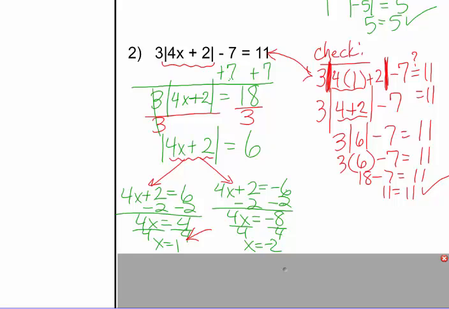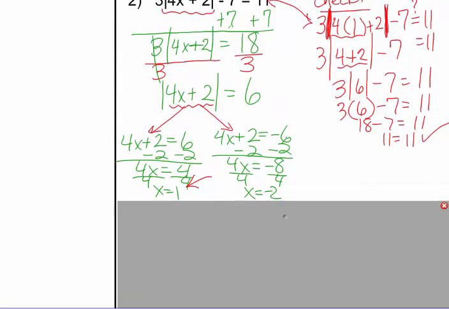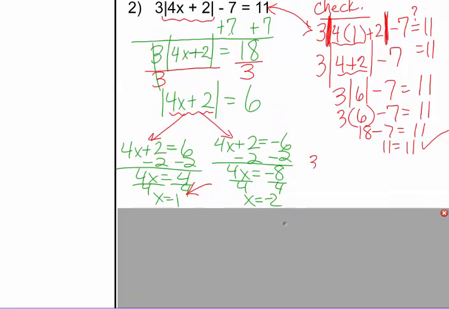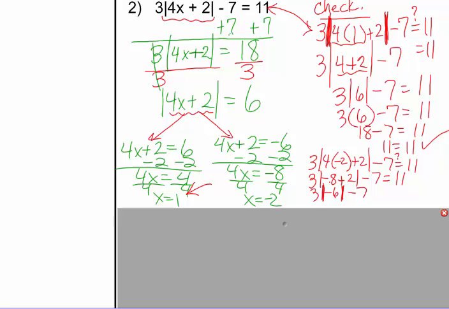Now we're going to check it with the negative 2. So we have 3, absolute value, 4 times negative 2, plus 2, absolute value, minus 7 equals 11. So we're going to check this. 3 times, 4 times negative 2 is negative 8, plus 2, minus 7. Finish the inside of the absolute value. So negative 8 plus 2 is negative 6. I've not done anything with that absolute value yet. Those are still absolute values. Equals 11.